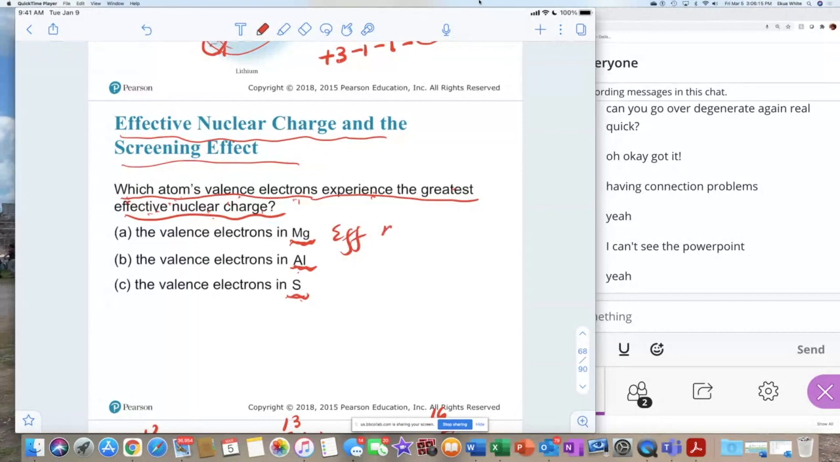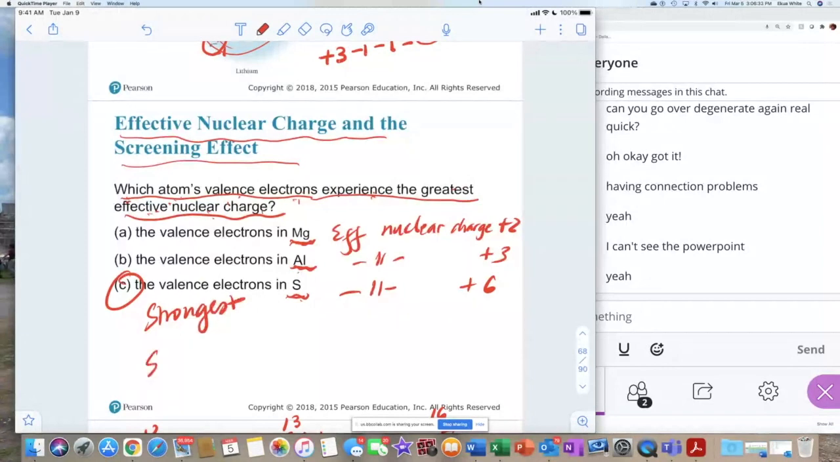The effective nuclear charge here we saw was what? Plus 2. For this one here, 3. For this one here, it was plus 6. So this would be the strongest, which means it will have the smallest size. They didn't ask you all that, but while we're here, why not?